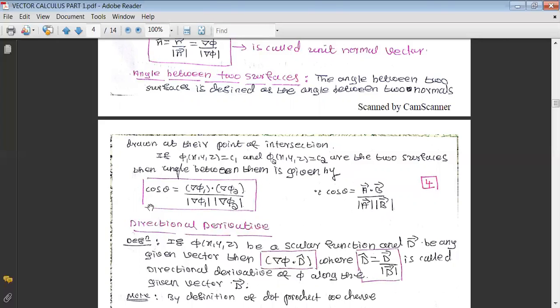Because as we know, ∇φ1 is along the normal to the first surface and ∇φ2 is along the normal to the second surface. The angle between those two surfaces is given by the angle between the normals, so they are also vectors. As we know, if a and b are two vectors, the angle between them is given by cos θ = (a · b) / (|a| |b|). Using this basic concept, we can say that cos θ is given by ∇φ1 · ∇φ2 divided by |∇φ1| |∇φ2|. This is all about the angle between two surfaces.